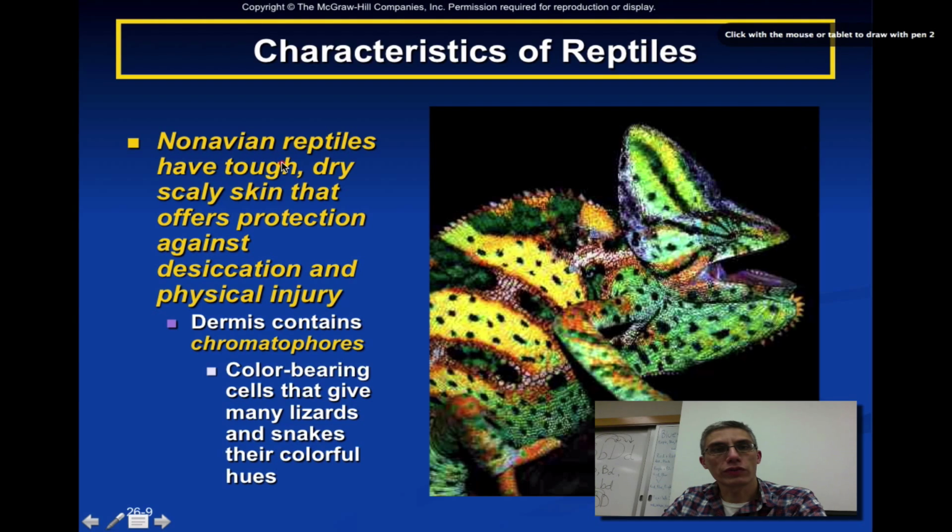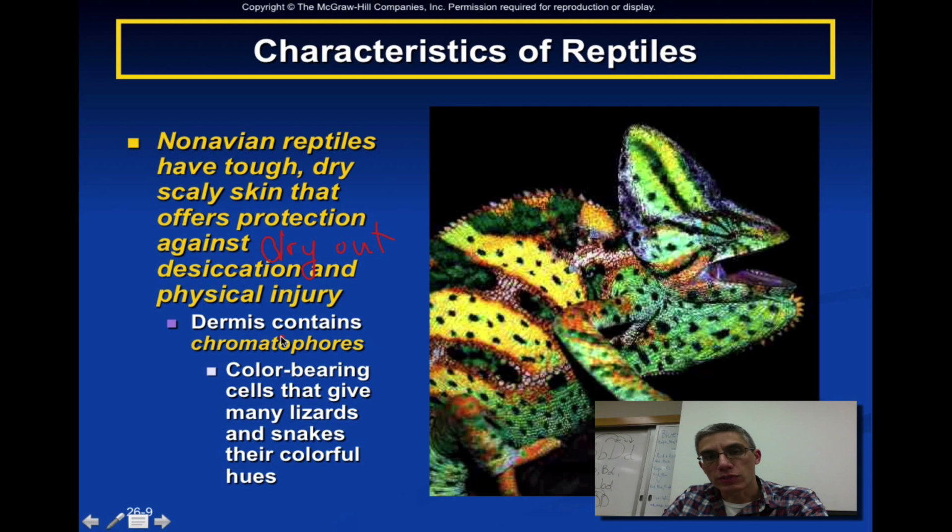Now, as we said previously, reptiles have a very tough, dry, scaly skin, and it's going to offer protection against desiccation. And remember, desiccation basically means we want to make sure that that animal does not dry out, and definitely protect it from physical injury.